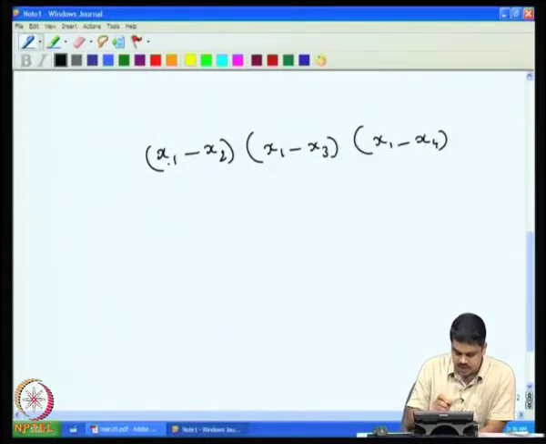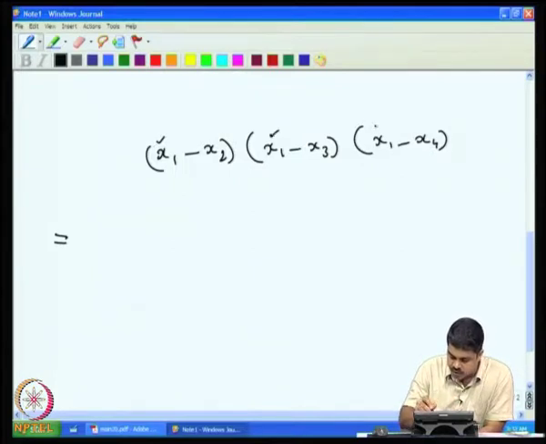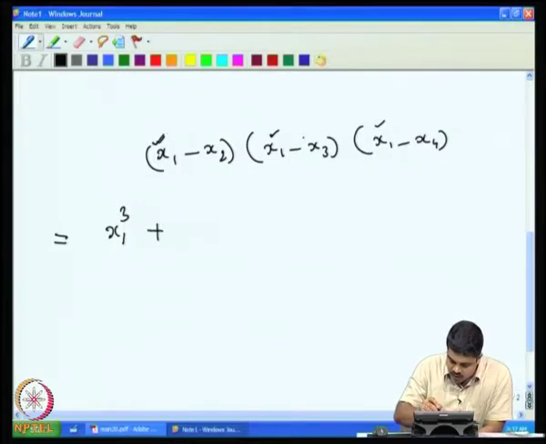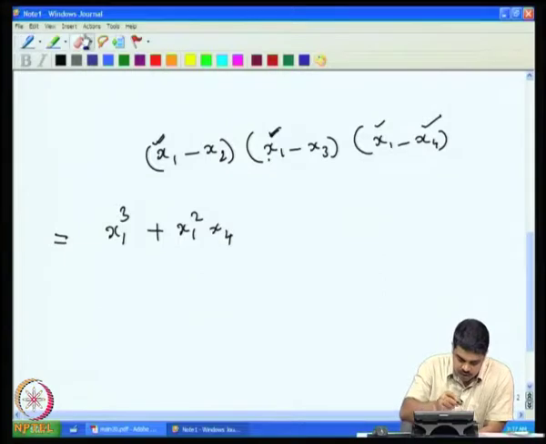This can be expanded. How do we get it? You take one term from here, one term from here, one term from here. The first is x1 cube, plus then one term from here, one term from here, and the other term from here, so x1 square into x4. What is the sign of that? Because this is 2 pluses and this is a minus, therefore, this will be minus.